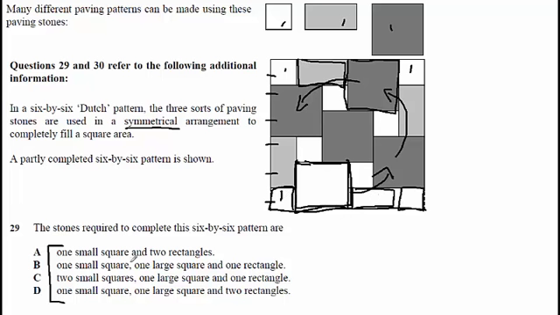And so we're looking for the answer that has two small squares, which means that it can't be this one, or this one, which means that the answer must be C, two small squares, one large square, and one rectangle.